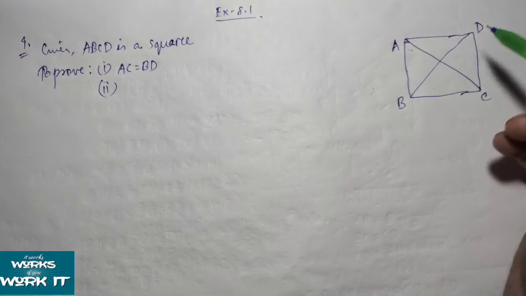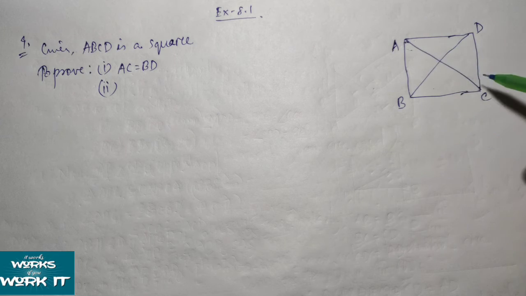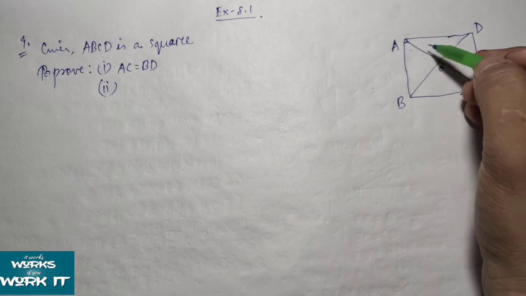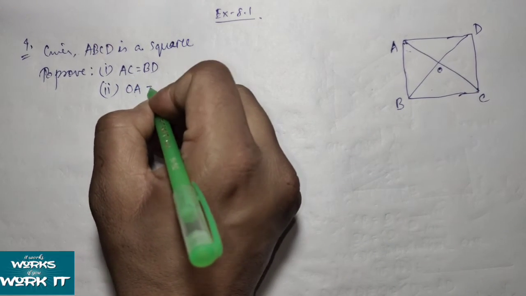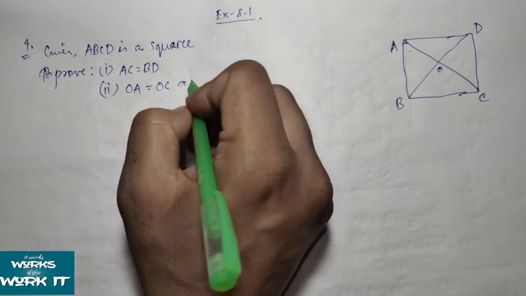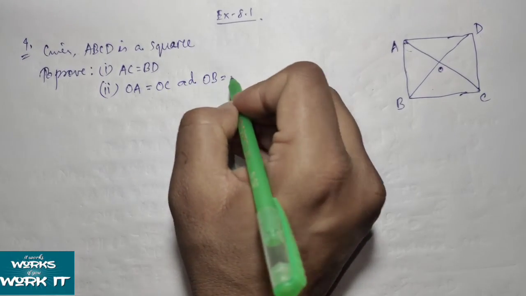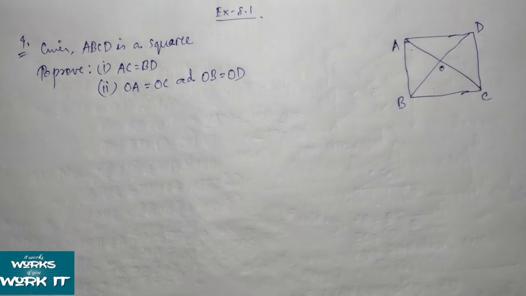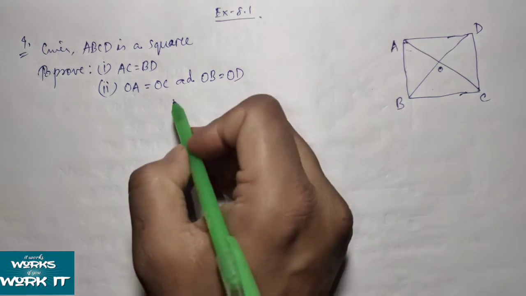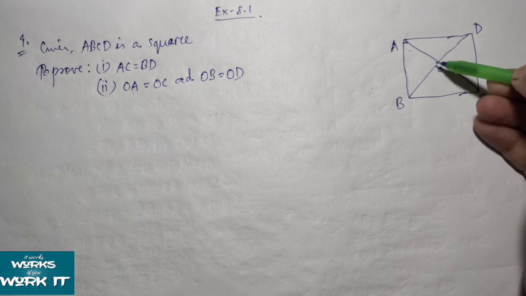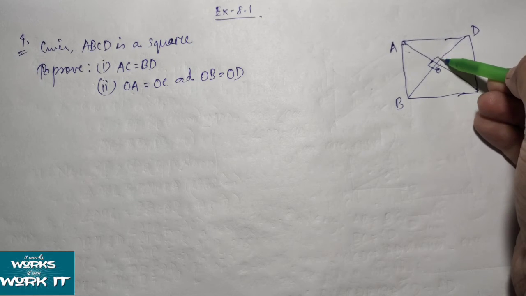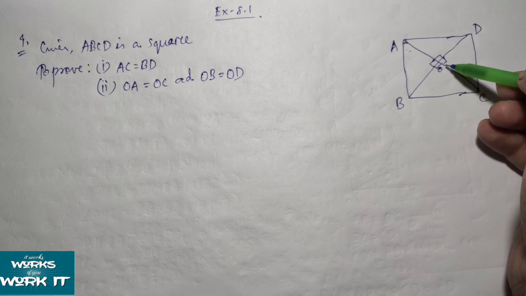Number 2, the diagonals bisect each other. Wherever they intersect, they bisect. That means OA is equal to OC and OB is equal to OD. Okay, they should bisect each other at right angles. So that means every angle here should be a right angle.